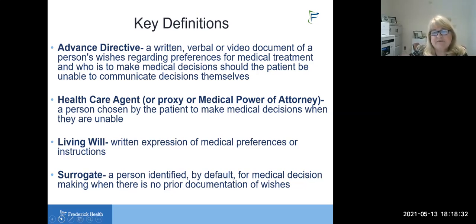A healthcare agent is sometimes called a proxy or a medical power of attorney. Some people also call it a durable power of attorney. You can see why it can get confusing, because there are so many different terms that people use. But this is a person chosen by the patient to make medical decisions when they're unable. A living will is a written expression of medical preferences or instructions. And then a surrogate is a person identified by default for medical decision making when there is no prior documentation of wishes. Next slide, please.